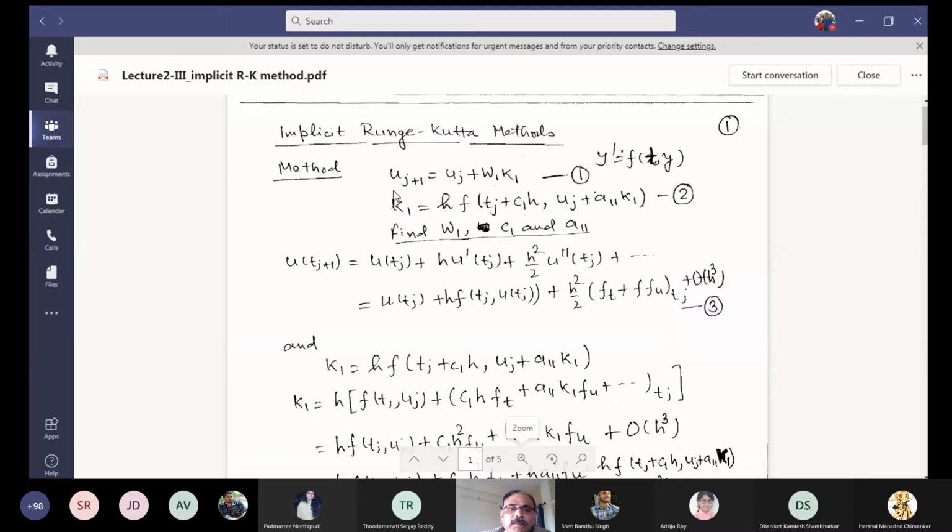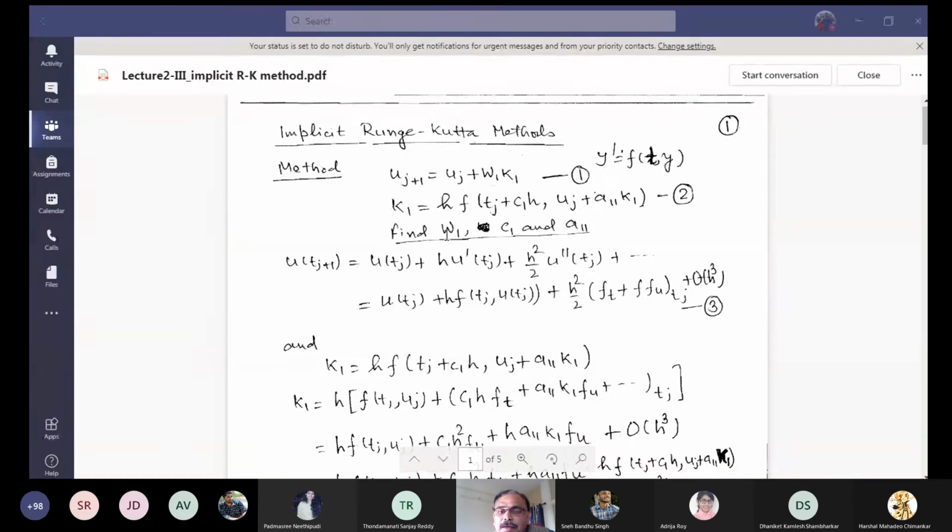You see, I have written uj plus 1, it should be u prime equal to f instead of y prime, the differential equation. So I have written uj plus 1 equal to uj plus w1 k1. Only two parameters, w1 and k1. K1 is given by h f of tj plus c1h, uj plus a11 k1, which means it is an implicit method. You see, k1 has to be evaluated through k1, so both the sides have k1, which means it is an implicit method. And the parameters here are c1, a11 and w1. Is that clear? Only three parameters. Yes, sir.